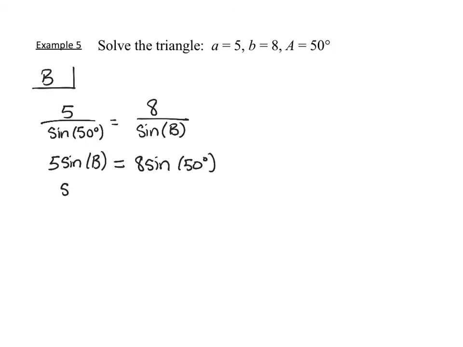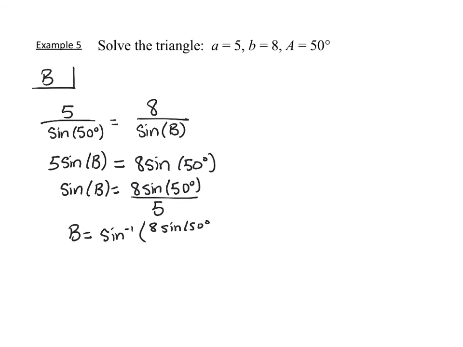Divide both sides by 5, so I have sine of B is equal to 8 times sine of 50 degrees over 5, and then I'm going to find the sine inverse. So B is equal to the sine inverse of 8 sine of 50 degrees over 5. And I'm going to use my calculator to type this in. When I do this, my calculator is going to return an error. So what's happening here is we have given some pieces of information, and there does not exist an angle that can live in this triangle.